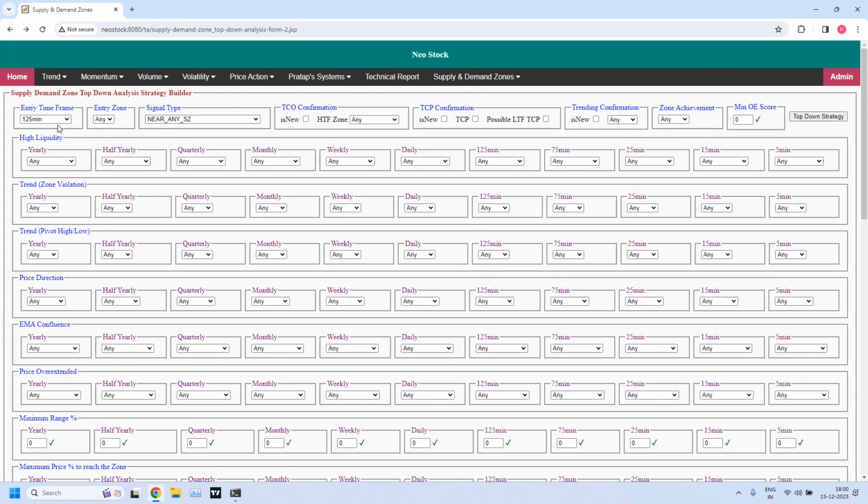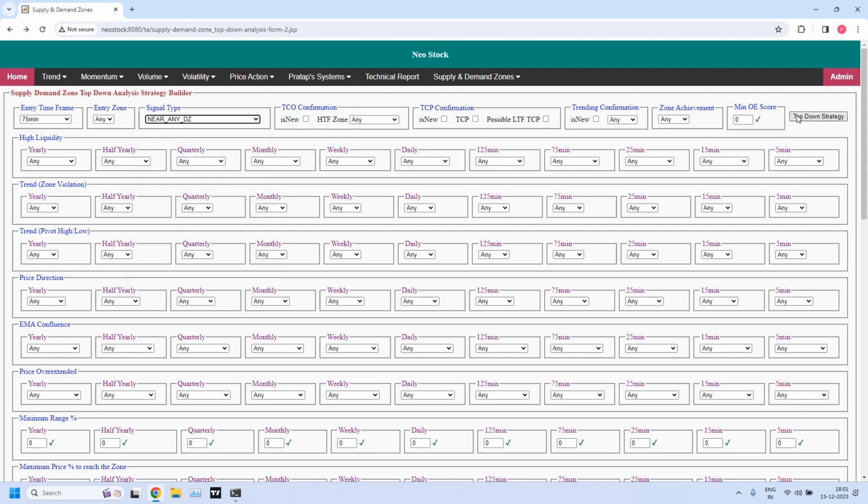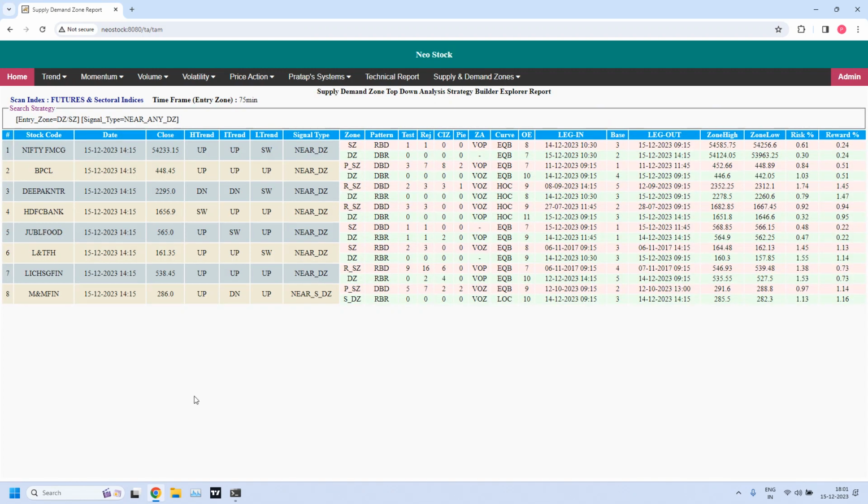Let's go back. We'll generate for 75 minutes time frame. Entry time frame is 75. Let us find the stocks near 75 minutes demand zone. So 8 stocks are filtered. Do we have any high liquidity demand zones in this list? Only one stock is there.